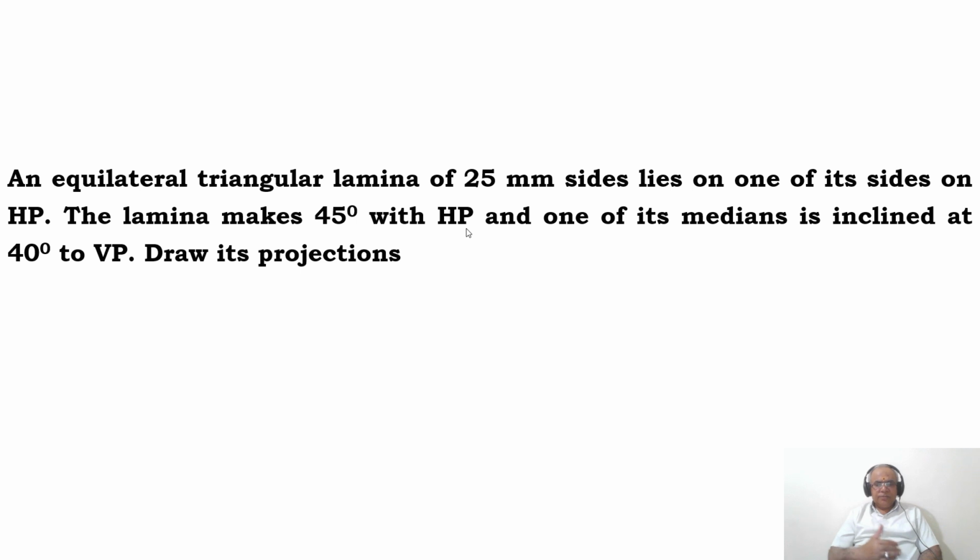Since it has to be resting on HP, obviously we have to start from HP. And also the lamina makes 45 degrees with HP, so initially that should be 0 degrees, that means it should be parallel to HP. Since the lamina has to be parallel to HP, obviously one of the sides has to be perpendicular to VP. Whether a side is resting on HP or a corner is resting on HP, we always have to start the problem from the top view because it is an odd number side. The corner opposite is always a side.